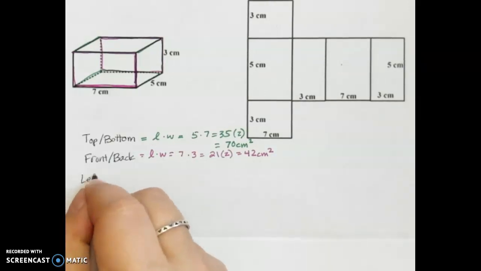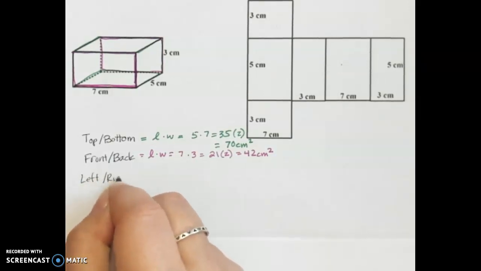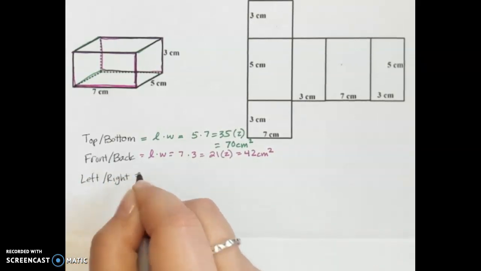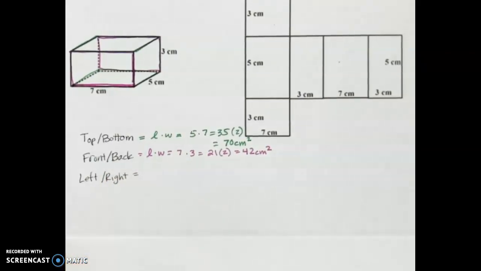And then we also have rectangles at the left and right sides. I'm going to trace those in blue.